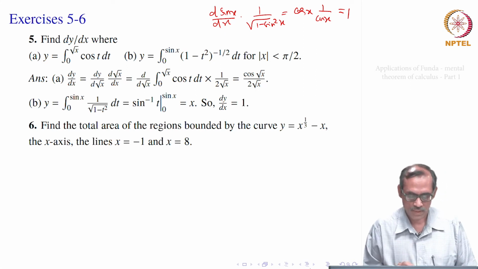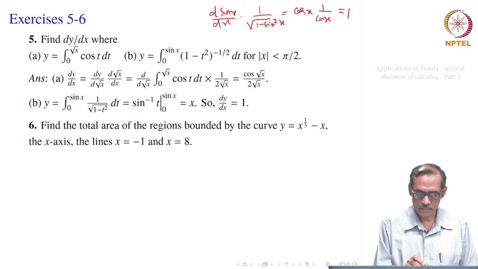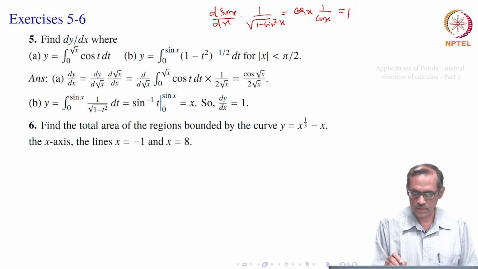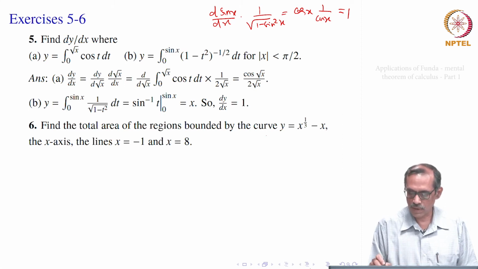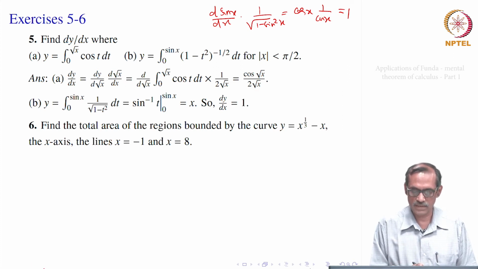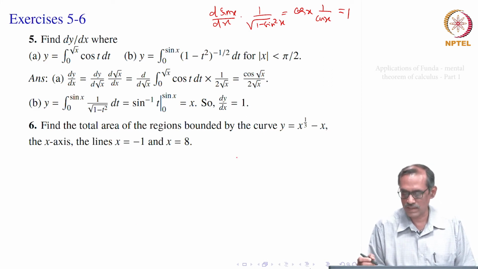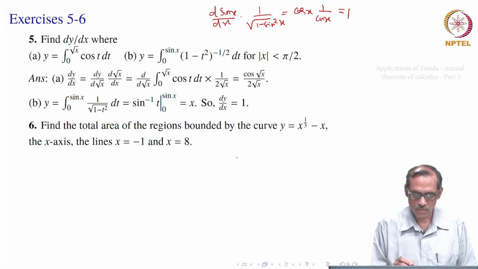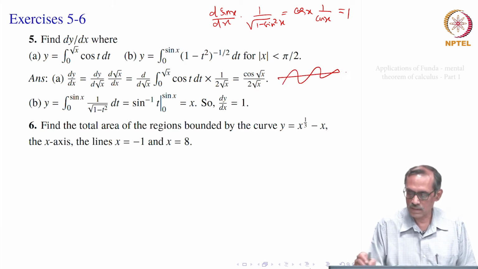Fine. So, let us go to the sixth problem. We want to find the total area of the regions bounded by the curve y equal to x to the power 1 by 3 minus x, the x axis, and the lines x equal to -1 and x equal to 8. So, it is written regions, there might be multiple regions, right. Total area we want to find, but there can be multiple regions or maybe only one region, we do not know.